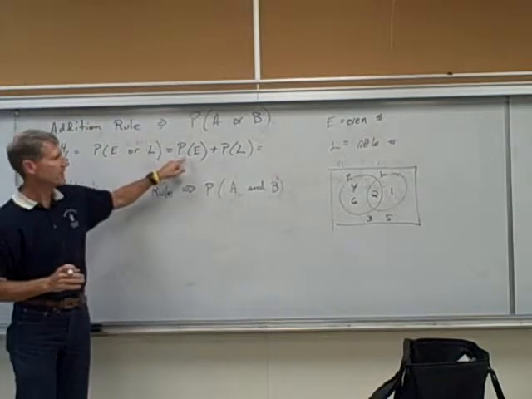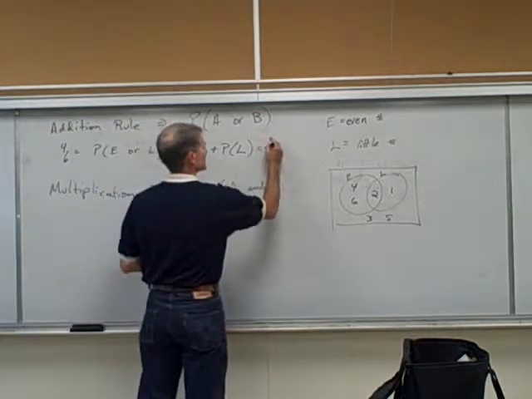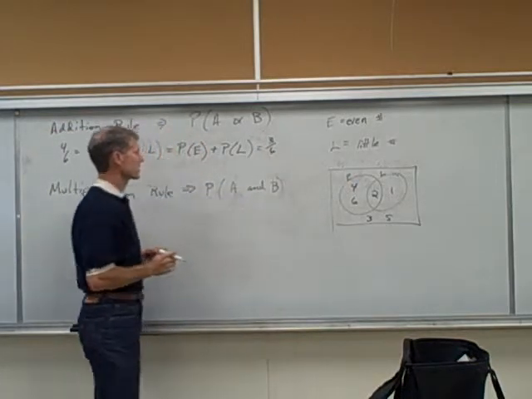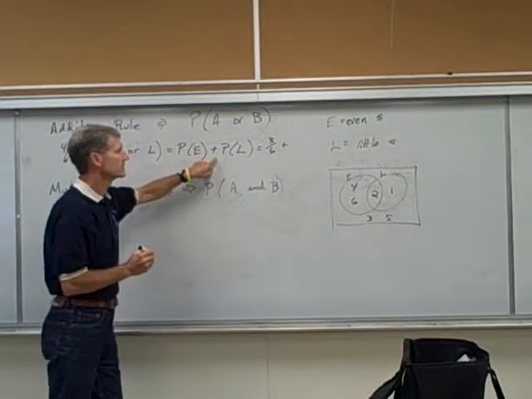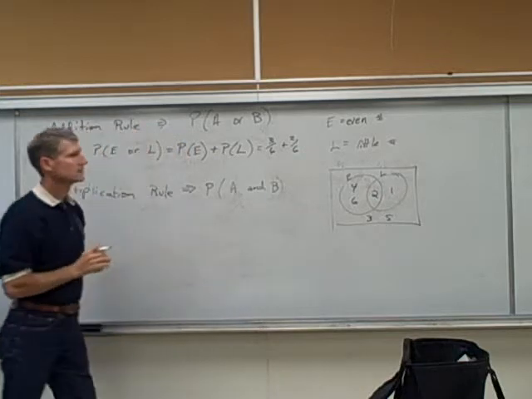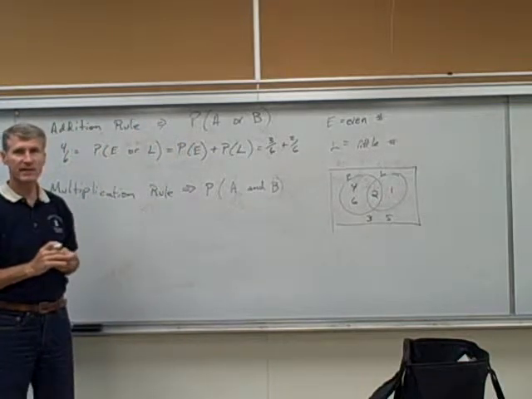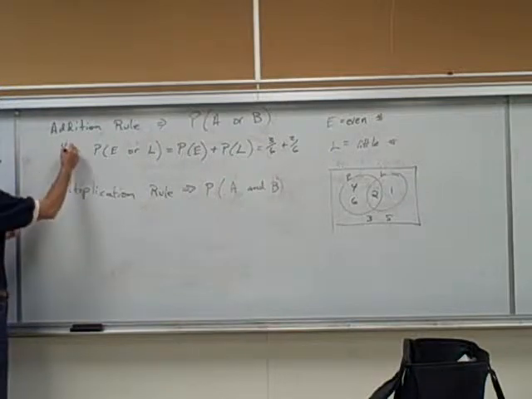Just use the numbers there and see what we get. What's the probability of E? 3 out of 6. There's 3 even numbers out of the 6. What's the probability of a little number, L? 2 out of 6. If I add those 2 together, I get 5 out of 6. Is that the right answer? No. We said it's 4 out of 6, and I didn't write it there.